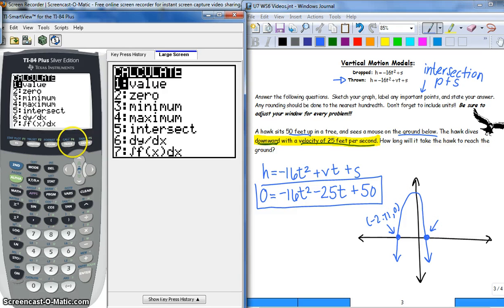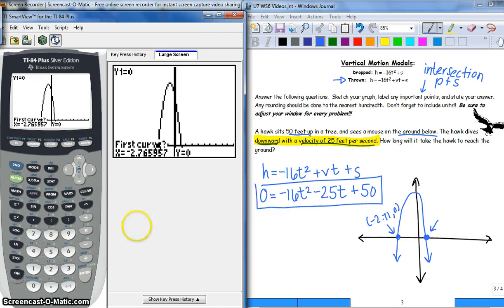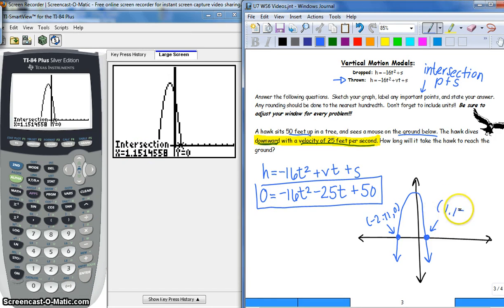And then we'll do a second trace 5 again. Over to the right, and 3 enters. And 1.15, comma 0. That's your second intersection point.